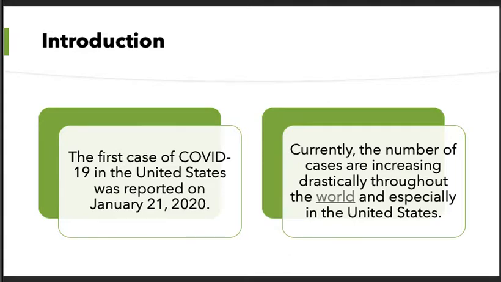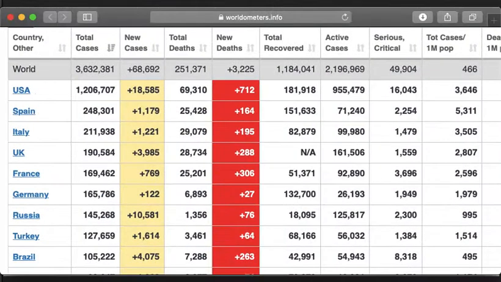The first case of COVID-19 in the United States was reported on January 21st, 2020. Currently, the number of cases is increasing drastically throughout the world and especially in the United States. Here are the current numbers of COVID-19 infected people. The total cases in the world are about 3,600,000. In the United States, it's about 1,200,000 cases, as well as the total death rates. It's about 251,000 in the world, and in the US, it's about 69,000. As you can see, the numbers are pretty high in the world and especially in the United States.